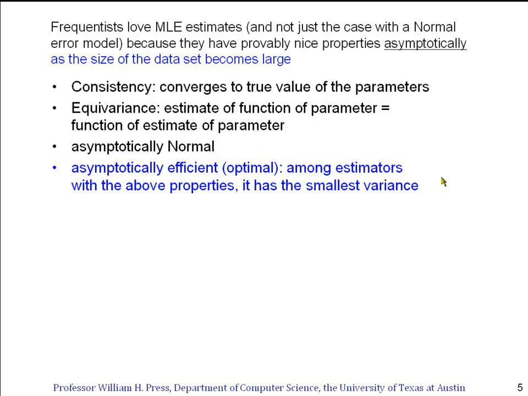The best one of all, MLE estimates can be proved to be asymptotically efficient, that is to say, optimal. And what this means is that if these first 3 properties are all desirable properties, and you think of all possible estimators of the parameters with these properties, then the MLE estimator will have the smallest variance of any of those.